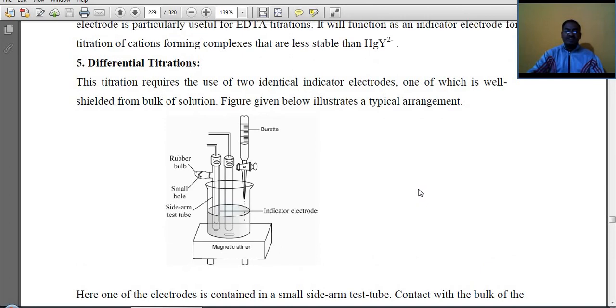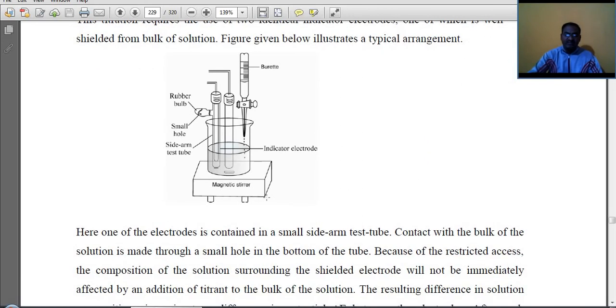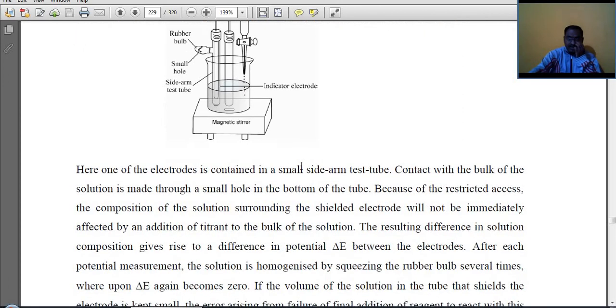This is differential titration. This titration requires the use of two identical indicator electrodes, one of which is well shielded from the bulk of the solution. Just to see that figure here, this is the magnetic stirrer, this is the indicator electrode, the side arm test tubes, small hole, this is the rubber bulb, this is the burette, to keep on adding the titrant.